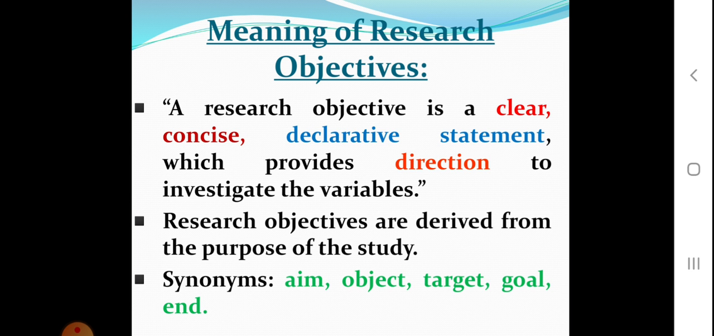Research objectives are derived from the purpose of the study. In simple words, research objectives describe consciously what the research is trying to achieve. Generally, these research objectives focus on the ways to measure the variables, such as to identify or describe them. Sometimes objectives are directed towards identifying the relationship or differences between two variables.